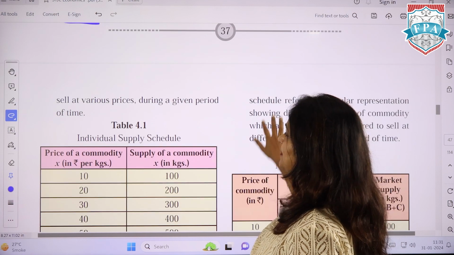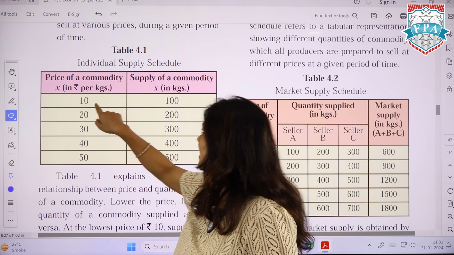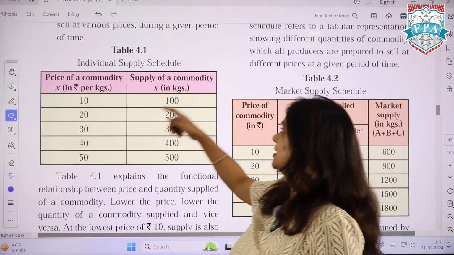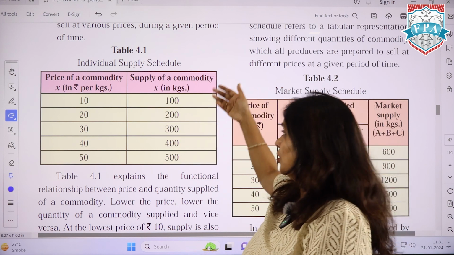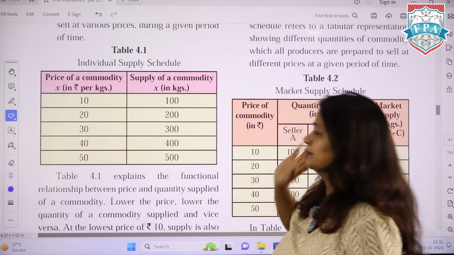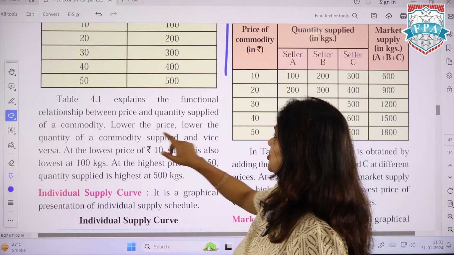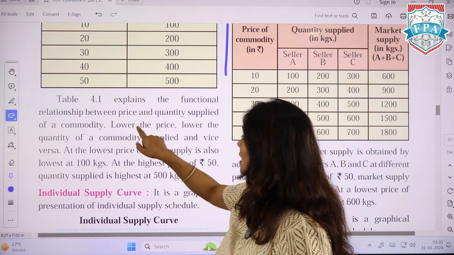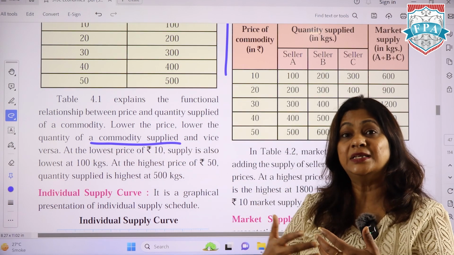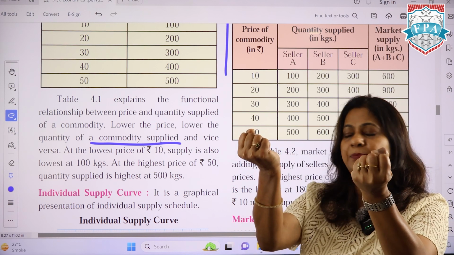Now coming up to individual supply, I am talking about one commodity. As you can see, when the price was 10, supplier is ready to supply 100 kgs. When the price is rising, he is ready to supply more units of it. So it's 200. When it is 30, 300. This is an individual supply curve. Now look at it. The relationship between price and quantity supplied, lower the price, lower is the quantity supplied. कैसा relationship है? Direct relationship है. Price बढ़ेगा, quantity supplied बढ़ेगी.